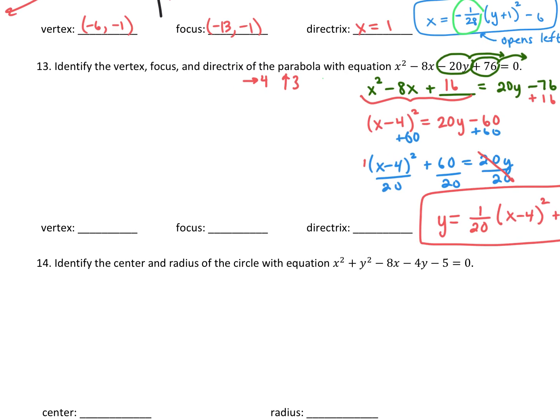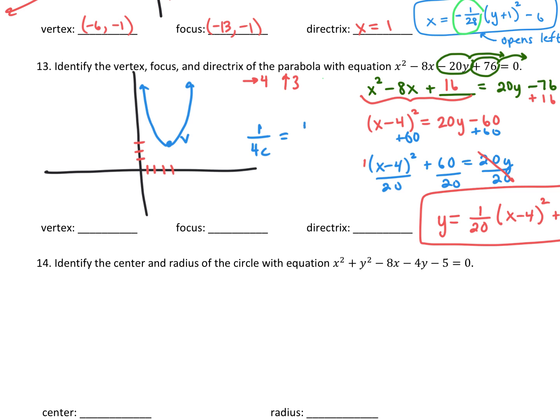All right, so quick sketch. We're going to go to the right 4, up 3 for the vertex. 1, 2, 3, 4. 1, 2, 3. We said this parabola was opening up because of that positive 1 over 4c. So 1 over 4c is equal to that 1 over 20. Our numerators are the same, so our denominators have to be the same. So 4 times what number gets us to 20? And our c value is 5.